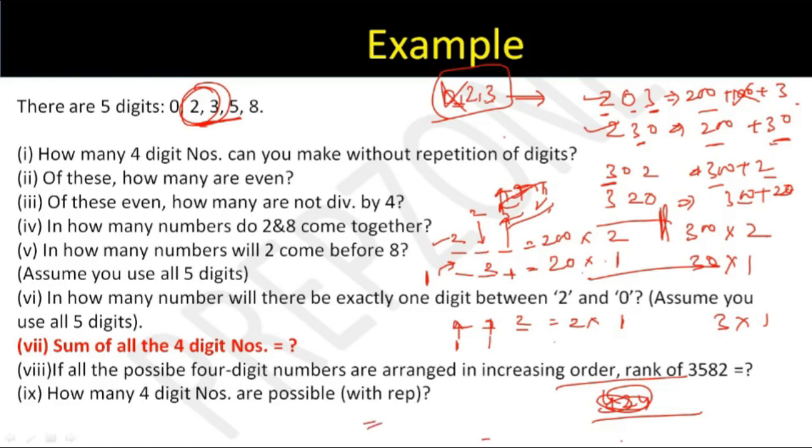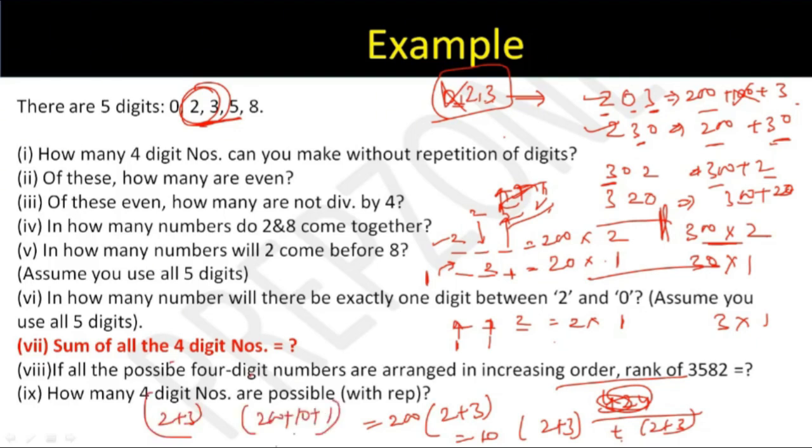What is this? 200 into 2, 300 into 2. So 200 will come common from here. This is nothing but 200 into 2 plus 3. Plus from here 10 will come common. So again 10 into 2 plus 3. Plus again from here this is nothing but 2 plus 3. Right? So overall if I take 2 plus 3 common, this is nothing but 200 plus 10 plus 1. Right? So this is nothing but 211. So 211 into 5 is my total number of possibilities.